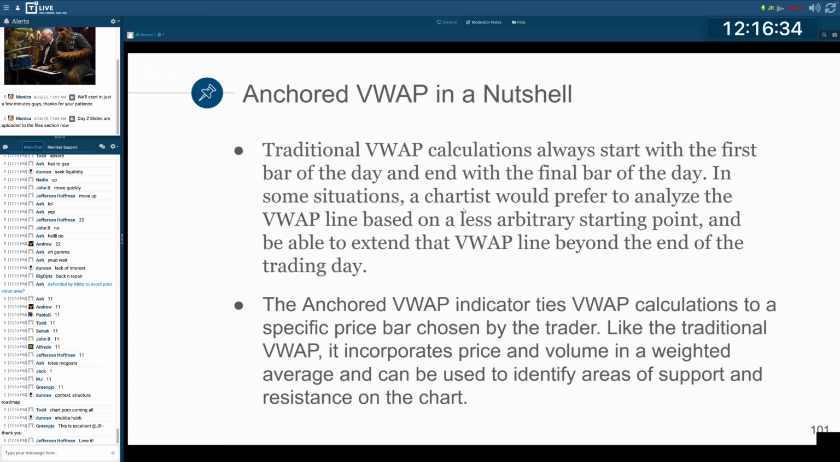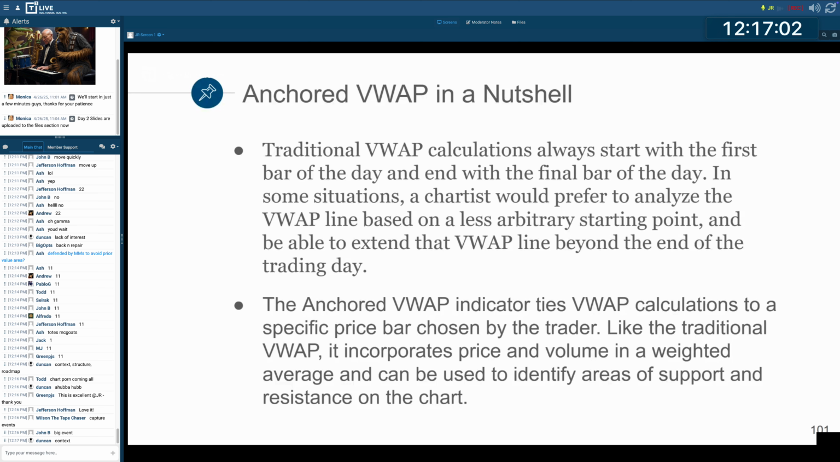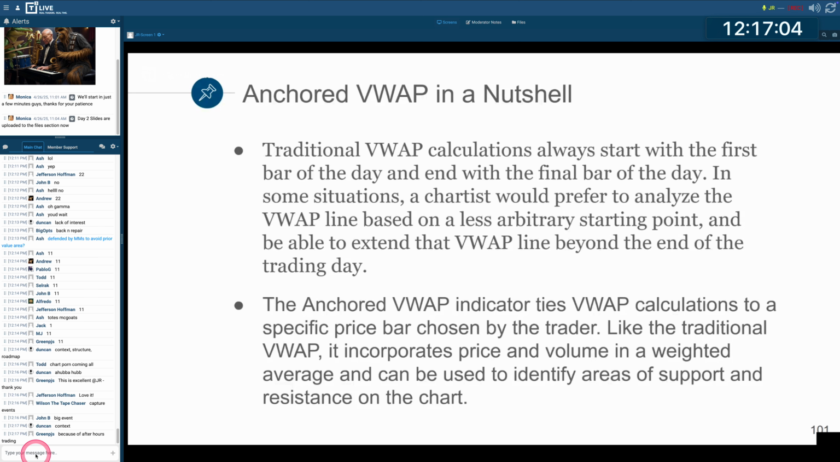So anchored VWAP in a nutshell. Traditional VWAP calculations always start with the first bar of the day and end in the final bar of the day. In some situations, the chartist would prefer to analyze the VWAP line based on a less arbitrary starting point and be able to extend the VWAP line beyond the end of the trading day. Why would that be necessary? Why would you want to extend your VWAP beyond the end of the day? Why is that important? What does anchored VWAP provide?